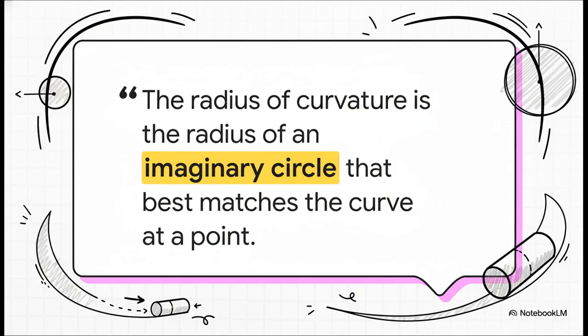So what is this radius of curvature, really? Here's a great way to think about it. Imagine you have a whole collection of circles of different sizes. At any point on your curve, the radius of curvature is just the radius of the one circle that would fit perfectly, that would hug the curve most snugly right at that spot. So a really tight turn means a small radius, and a really gentle, flat curve means a huge radius.